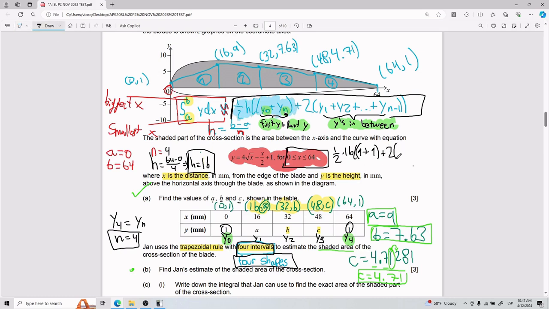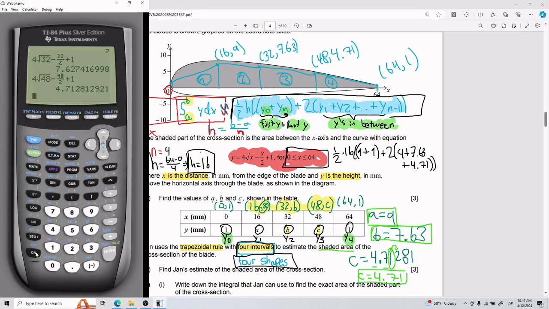Plus 2 times all the y's in between. So it's going to be a, b, and c. A is 9, plus b, which is 7.63, plus c, which is 4.71. Close parentheses. Now I plugged in everything else. See? And so that is going to help you find the area under the curve. Plug that into your calculator. Nice and easy. You're going to have the 1/2, the 16 times 1 plus 1, first y and last y, plus 2 times all the y's in between. So it's going to be 9 plus 7.63 plus 4.71.